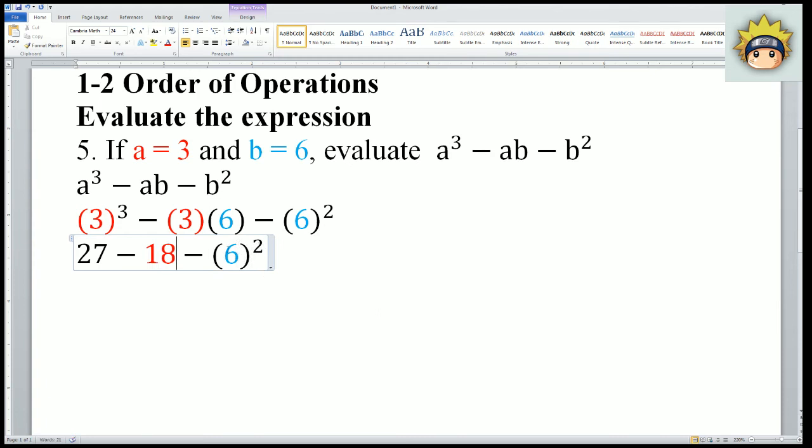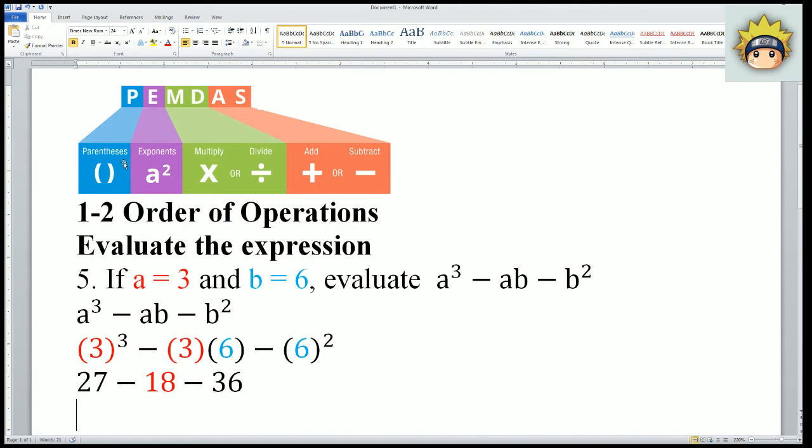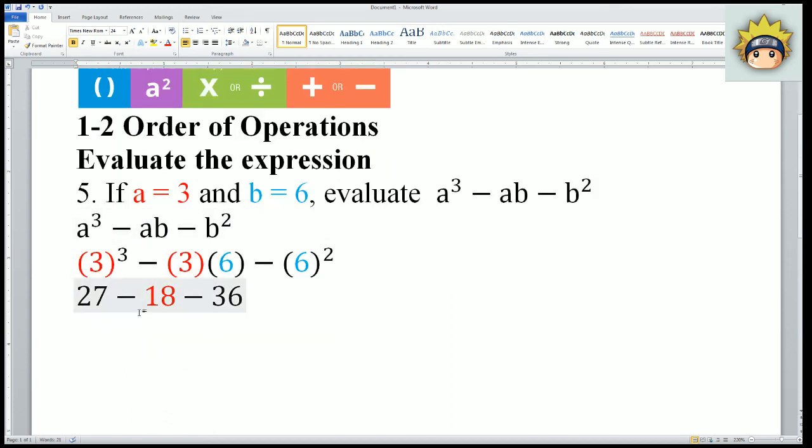6 squared, 6 times 6 is 36. Do you see? It's very beautiful now once we deal with the exponents, right? Now we just do that. 27 minus 18 minus 36. Okay? You could write this out in expanded form if you want. So let's do this first. What is 27 minus 18? That should get you the value of 9. Okay? Then 9 times 36. That should get you your value of 27.